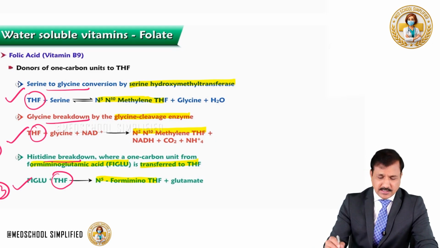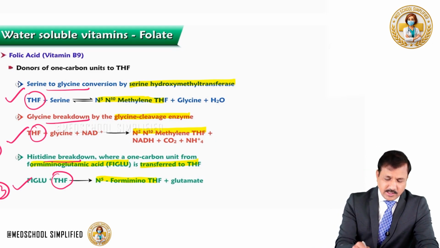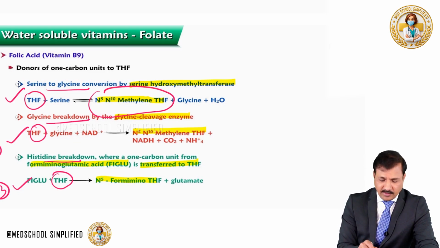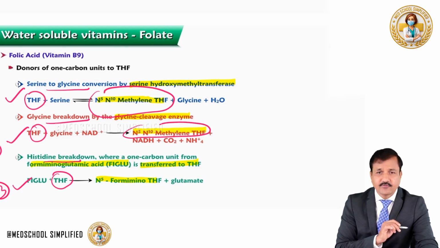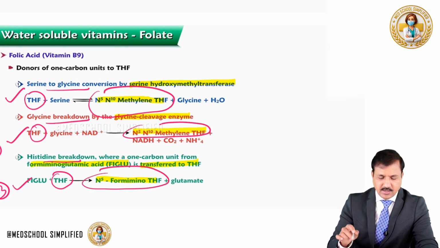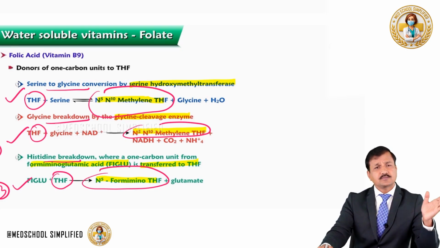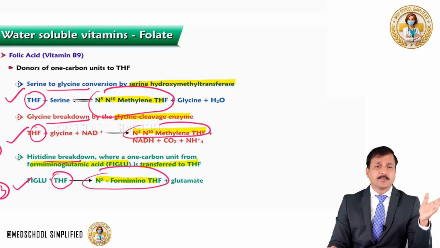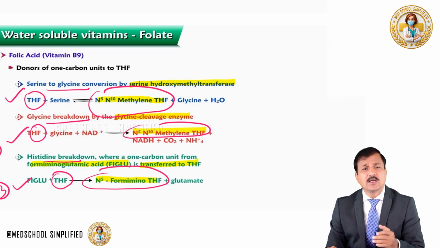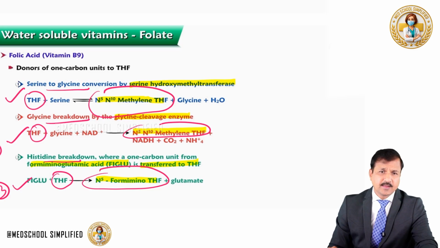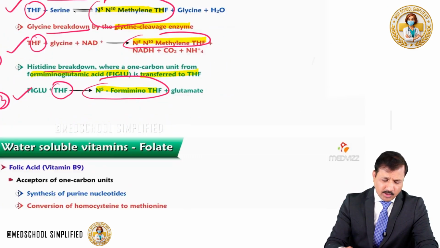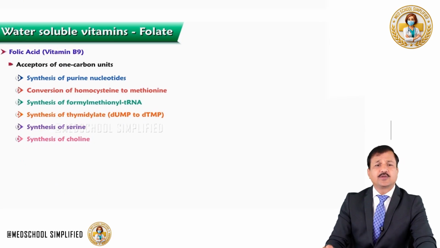So when this happens, there will be formation of different 1 carbon units. One is N5,N10 methylene tetrahydrofolate, that's a 1 carbon unit. Second, we have seen another N5,N10 methylene tetrahydrofolate, and the third one, we have seen formation of N5 formimino tetrahydrofolate. So these are the 1 carbon derivatives that are made upon the conversion of serine to glycine, upon breakdown of glycine into ammonium ion, and upon breakdown of histidine. Okay.